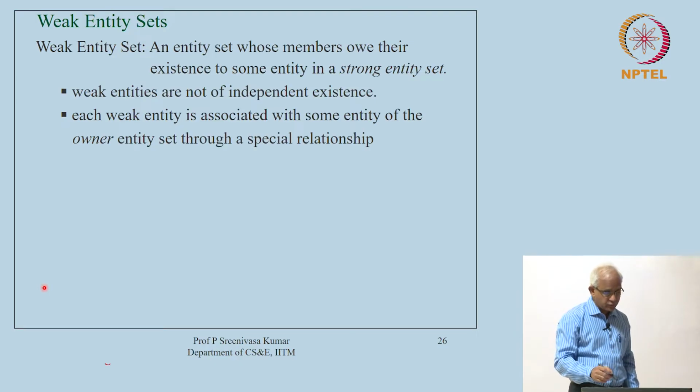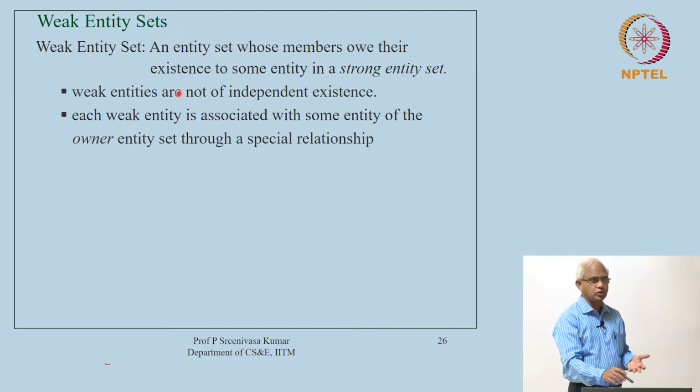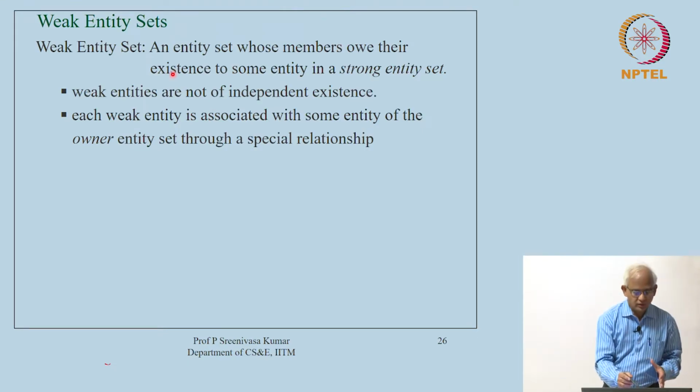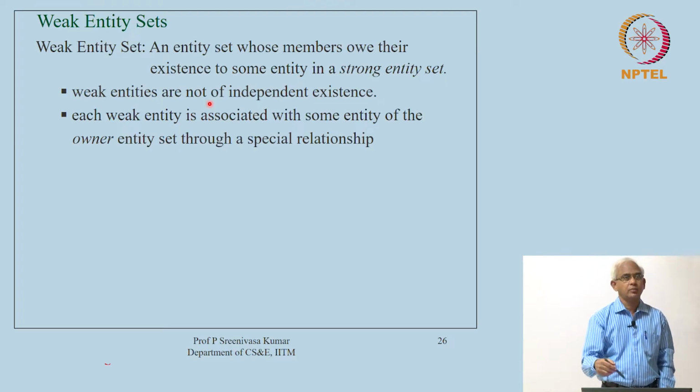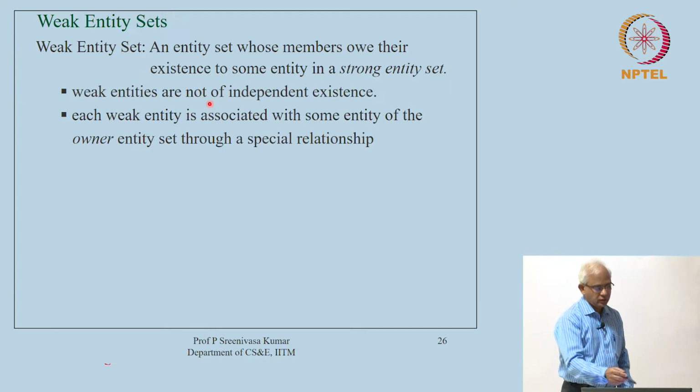Now, in practice we also encounter a slightly different kind of entities. These are called weak entities. The difference between this and the entities that we have been discussing so far, which now can be called strong entities, is that as far as this information system is concerned, the existence of the entities in this weak entity set depends on the existence of some other entity. Unless that entity exists, there is no point talking about this entity which we are calling a weak entity. So, these weak entities are not of independent existence, their existence is owed to the existence of some other entity, possibly in a strong entity set.